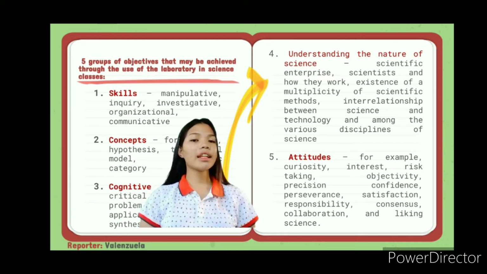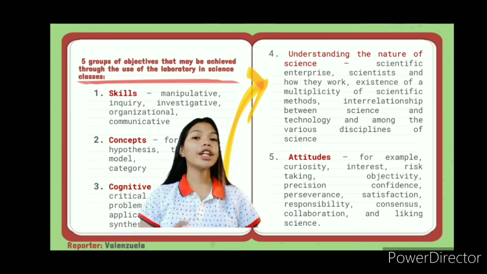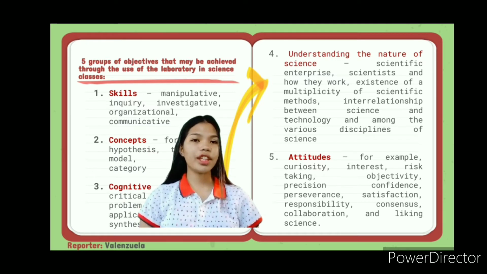Number 5, attitude. For example, curiosity, interest, risk-taking, objectivity, precision, confidence, perseverance, satisfaction, responsibility, consensus, collaboration, and liking science.